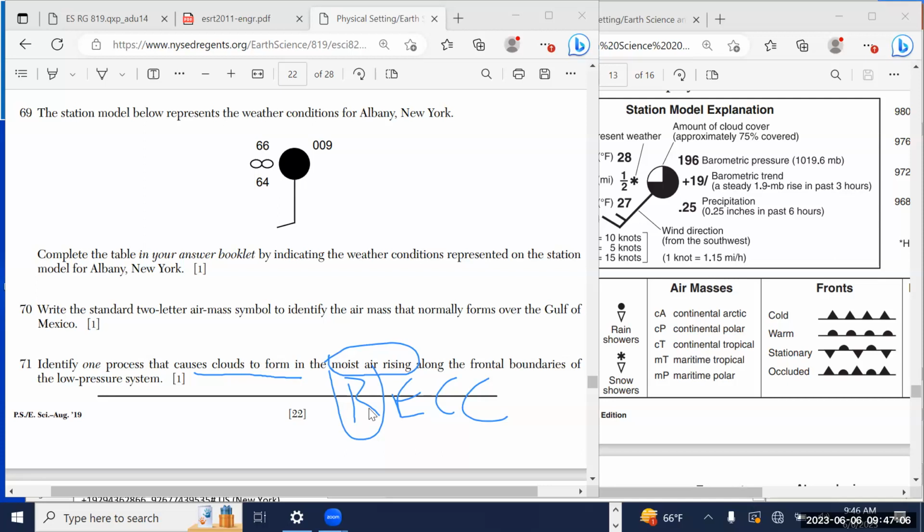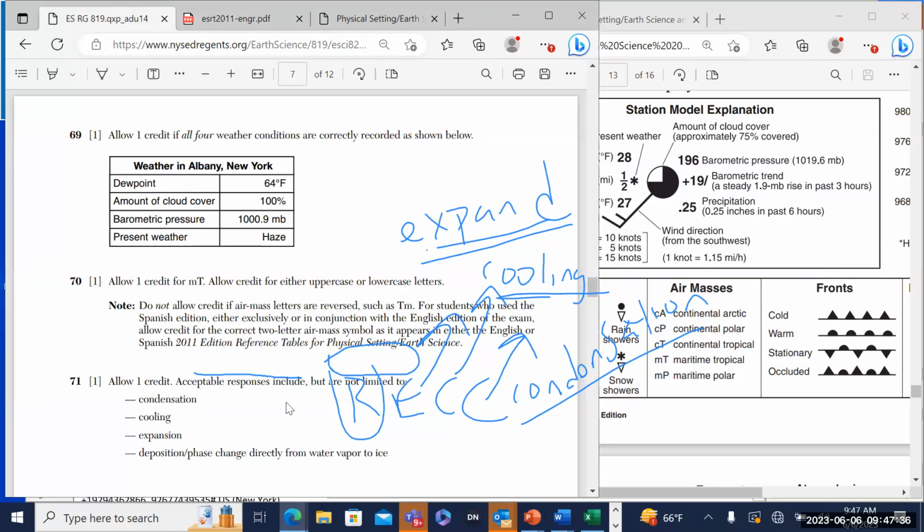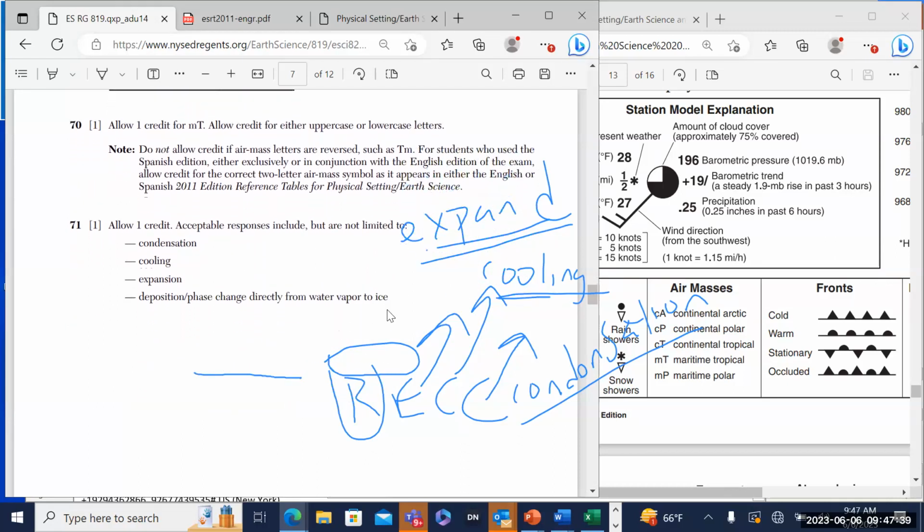Once you have moist air rising, then the air has to expand. Then the air has to cool, right? Cooling. And then finally, condensation occurs. So if you mention any one of these processes, condensation, cooling, or expanding, you would be correct. And I'm going to show you your response right over here. Any of these would be fine for number 71. All right, we'll end here. You can see the rest of the problems in the next video.